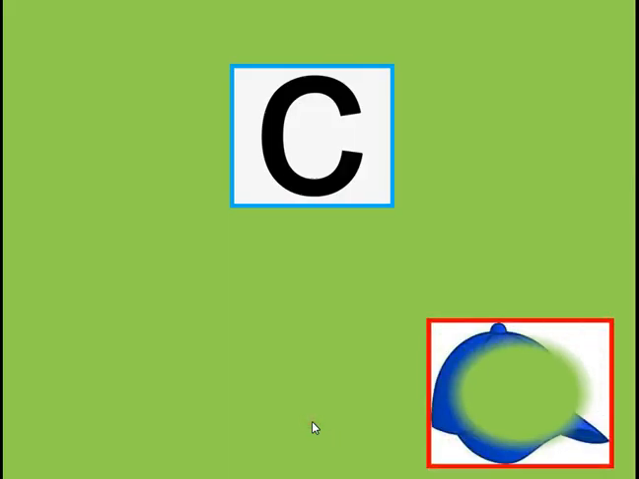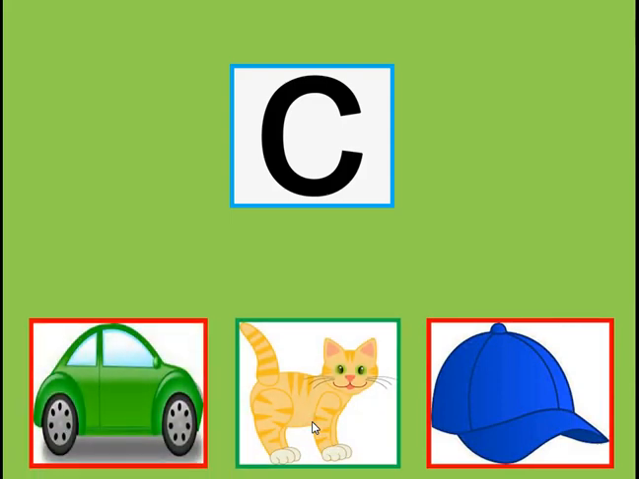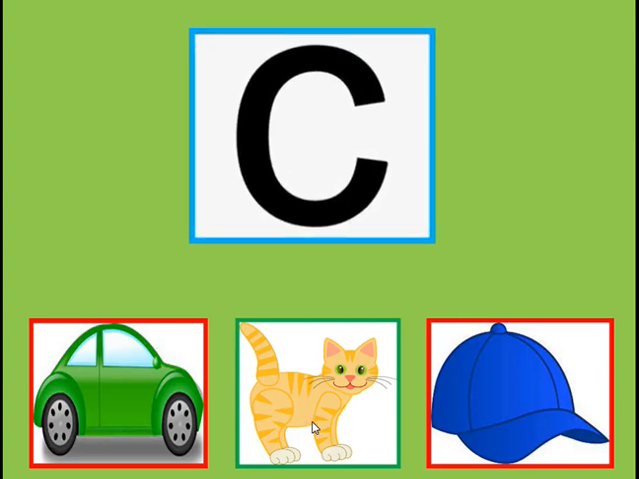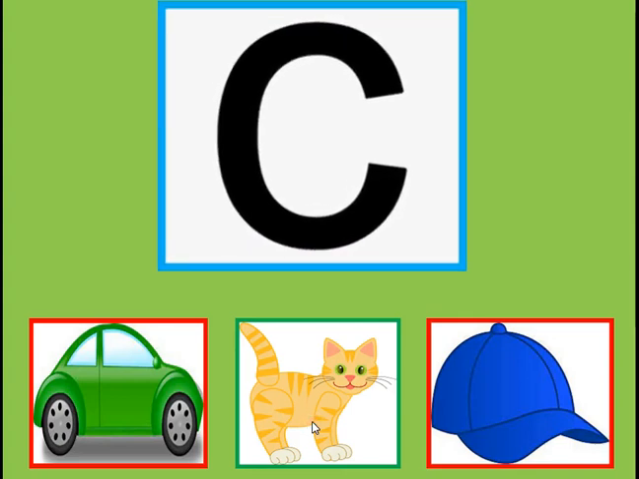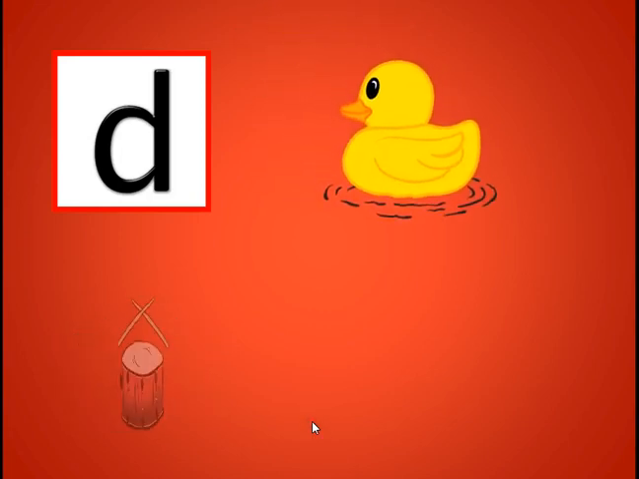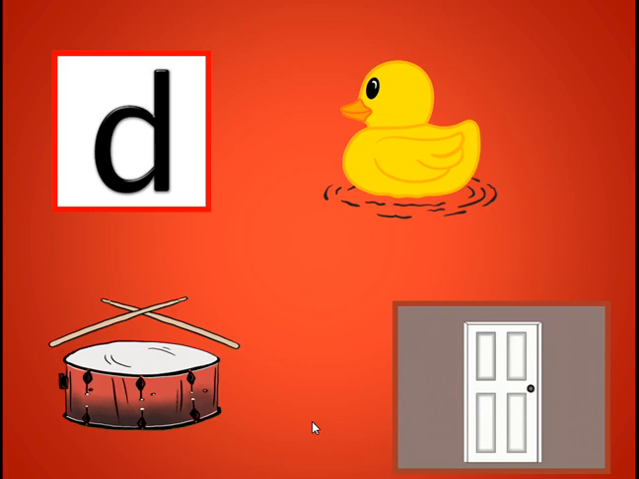C for cap, C for cat, C for car. This is the letter C. This is the letter D. D duck, D drum, D door. This is the letter D.